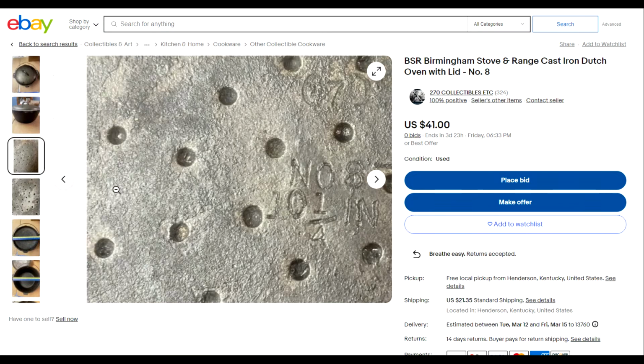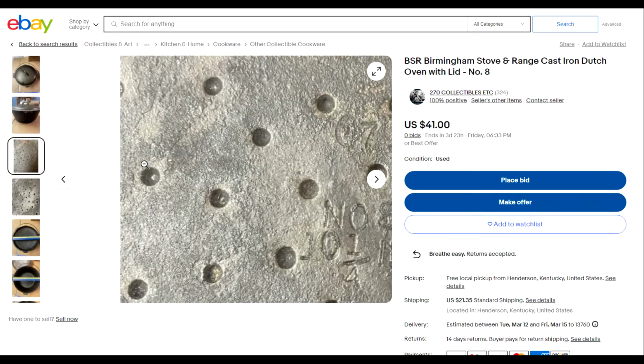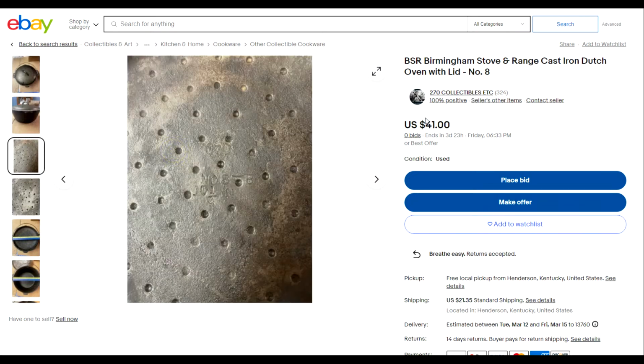But anyway, this is an 8B BS&R Dutch oven, which again, this guy here is selling with shipping for a minimum of $62, and if the price goes up, it may be more than that. May or may not be worth it, I suppose. I mean, if you're actually in the area of Henderson, Kentucky, you might even want to consider driving out there to pick it up. That is, assuming something like this interests you.